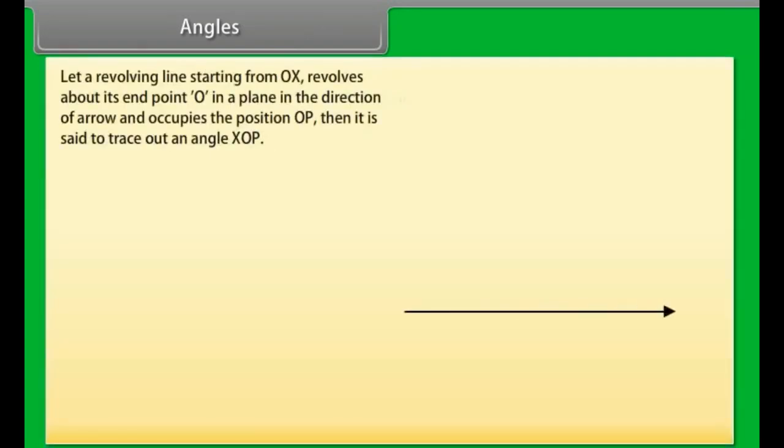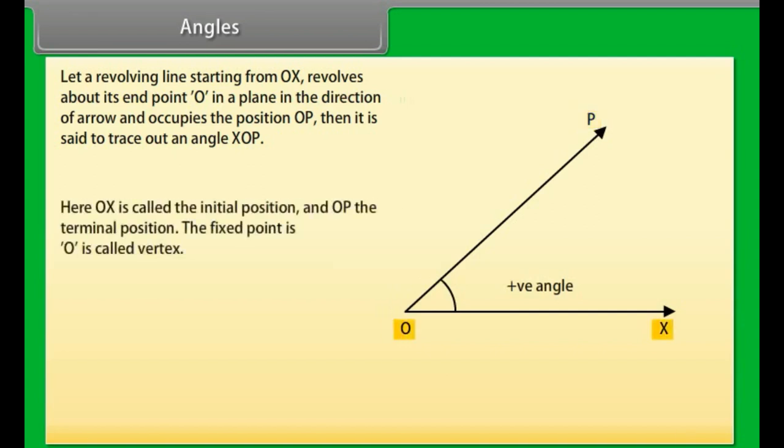Angles. What are angles? Let a revolving line starting from OX revolve about its endpoint O in a plane in the direction of the arrow and occupy the position OP. Then it is said to trace out an angle XOP. Here, OX is called the initial position and OP the terminal position. The fixed point O is called the vertex.